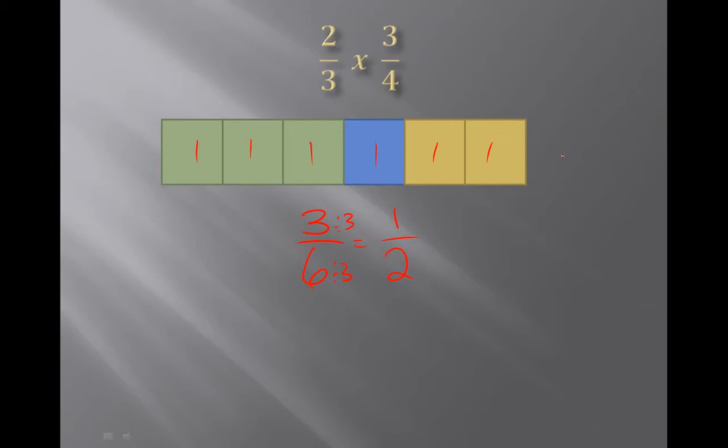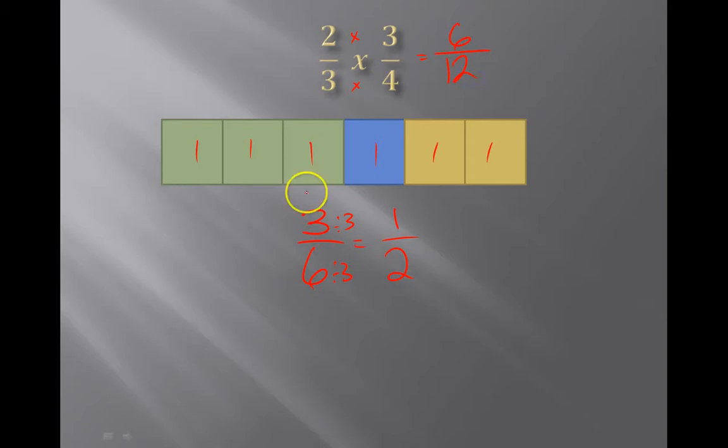Now here's the quick and easy way. This is why I think it's easier. We don't have to use this visual every time. We can do just two steps. What we do is we multiply the top numbers and we multiply the bottom numbers. 2 times 3 is equal to 6. 3 times 4 is equal to 12.